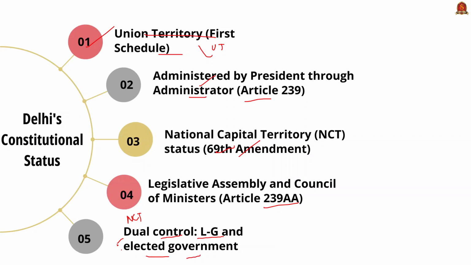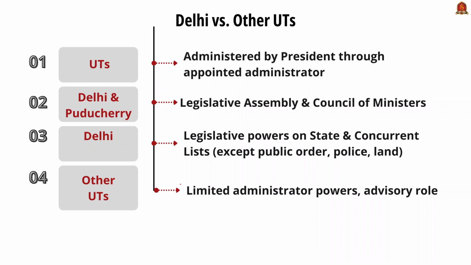Now let us see the differences from other union territories. Delhi versus other union territories. The union territories in India are generally administered by the president through an appointed administrator. However, Delhi and Puducherry have special provisions. These UTs have a legislative assembly and a council of ministers headed by a chief minister. In Delhi, they can legislate on matters in the state list and the concurrent list, except for public order, police and land.